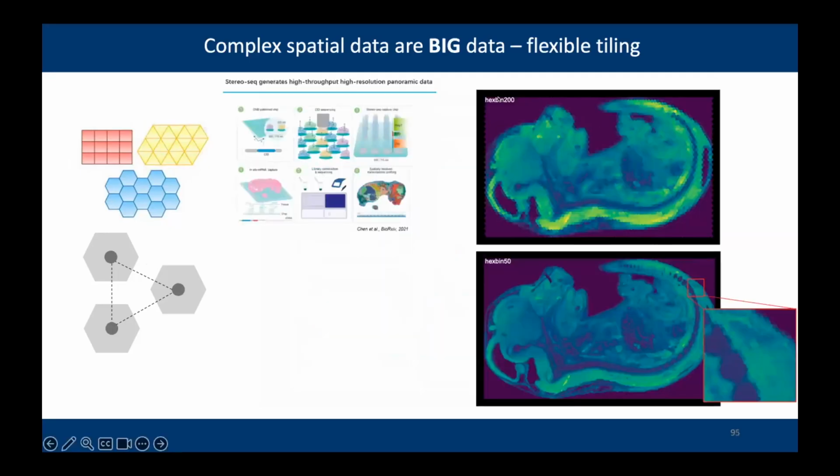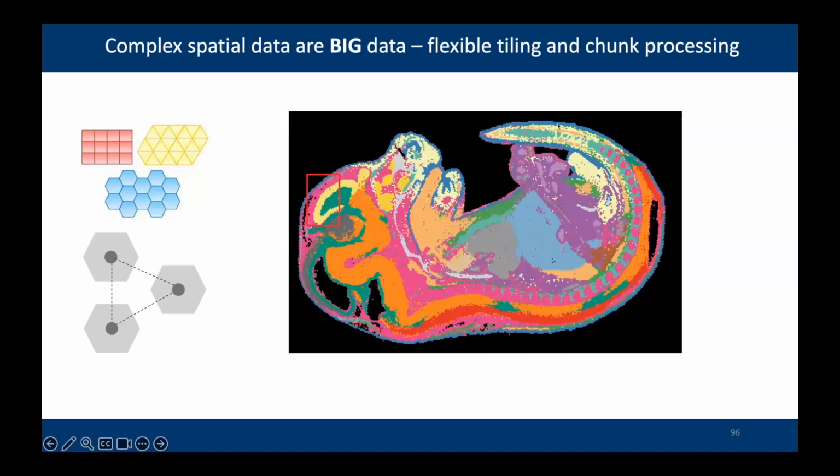So we can easily introduce hexagons, like hex bins, at a 200 scale, at a 50 scale, and you can pick the one that you like the best and keep working. For this one, we did that. I think this is on the 50 scale. You can get nice patterns where you see exactly all those different anatomical regions that you would expect in a full mouse embryo.